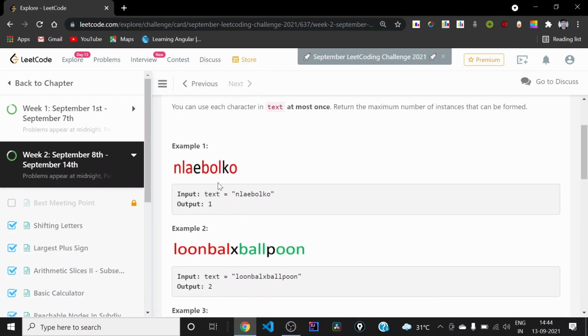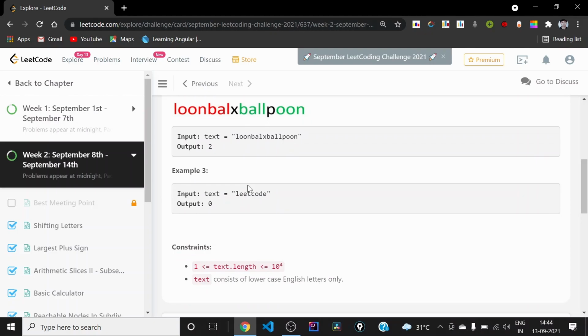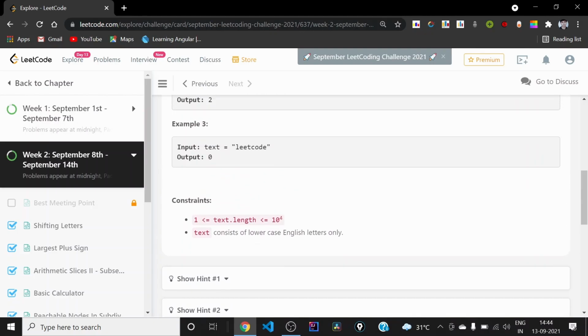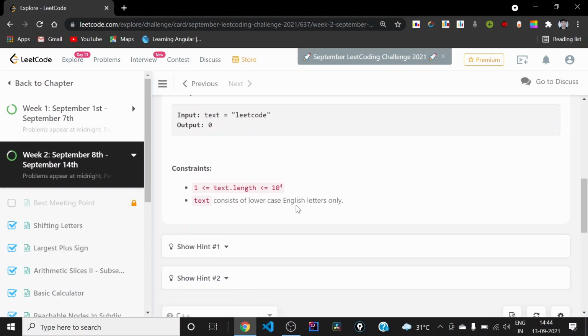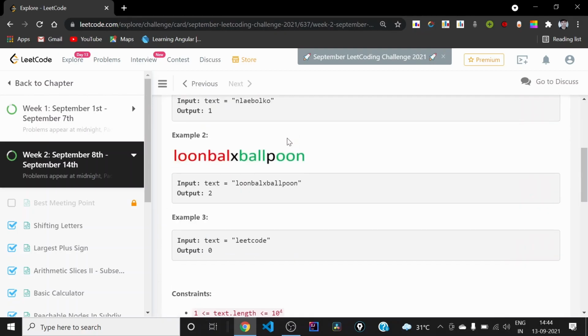In the example, two instances of balloon are possible. One instance is highlighted in red and one is highlighted in green. And in the third example, no instance of the word balloon is possible. We can see the constraints: the length of the text ranges from 1 to 10^4. So these are the conditions.